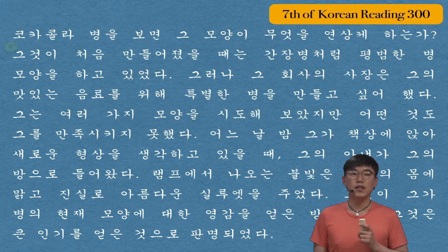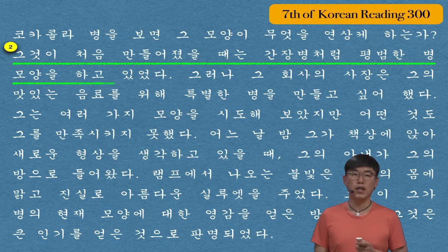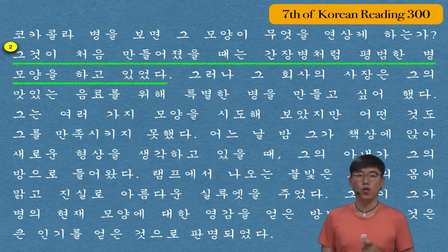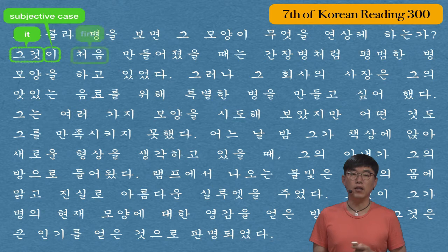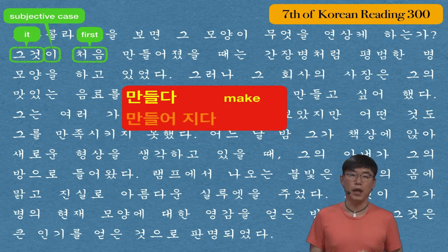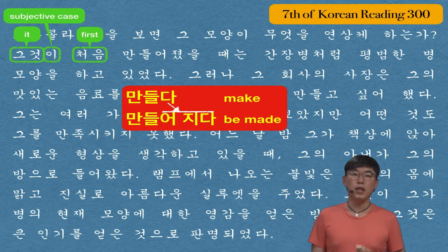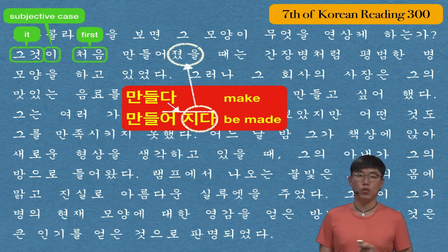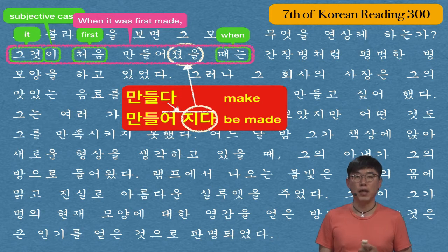The second sentence is 그것이 처음 만들어졌을 때는 간장병처럼 평범한 모양을 하고 있었다. When it was first made, it had a normal bottle shape like a soy sauce bottle. 그것 is it and 처음 is first. And 만들어졌을 때는 came from 만들어지다, which is the passive form of 만들다, which means to make. And the letter 다 is replaced with 어지다 in order to make the passive form. So its meaning is to be made. And the letter 지다 is replaced with 졌을 in order to make the past tense form. And the letter 때는, which means when, is placed behind. So 그것이 처음 만들어졌을 때는 is the same as when it was first made.